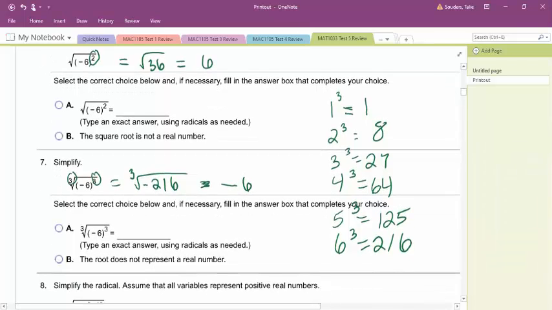But that's a great way to make that list to help you with these problems, especially if your calculator does not have a cube root button or a fourth root button. That's the way to do it: list them out and then work backwards from these numbers to come up with these numbers.